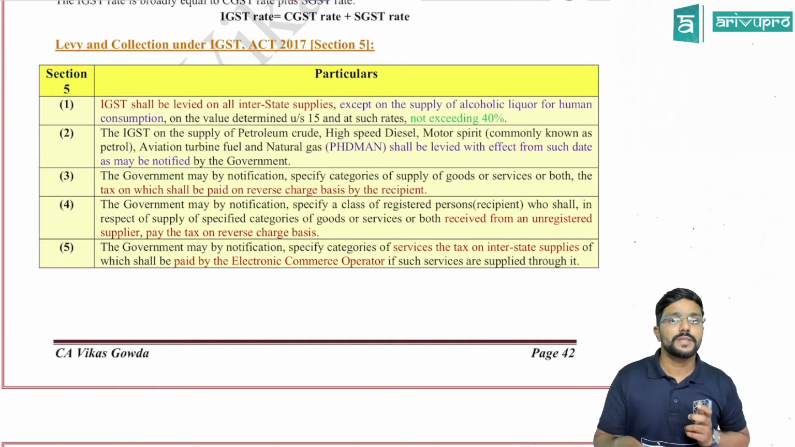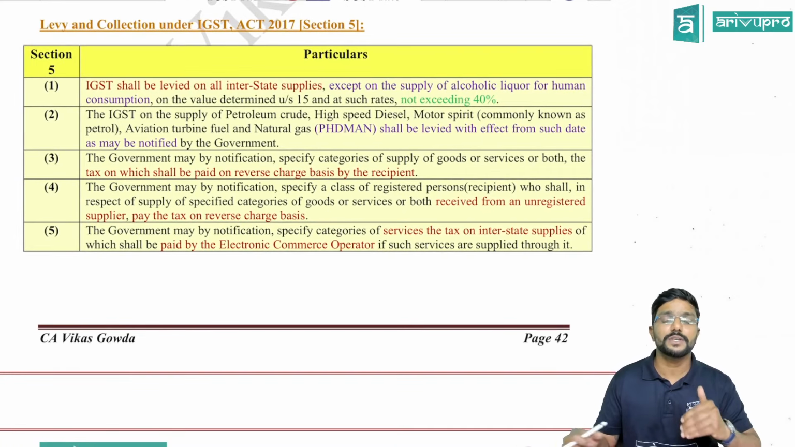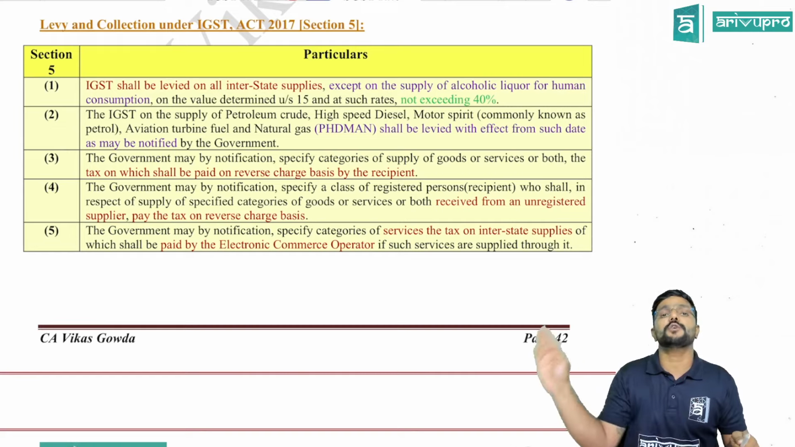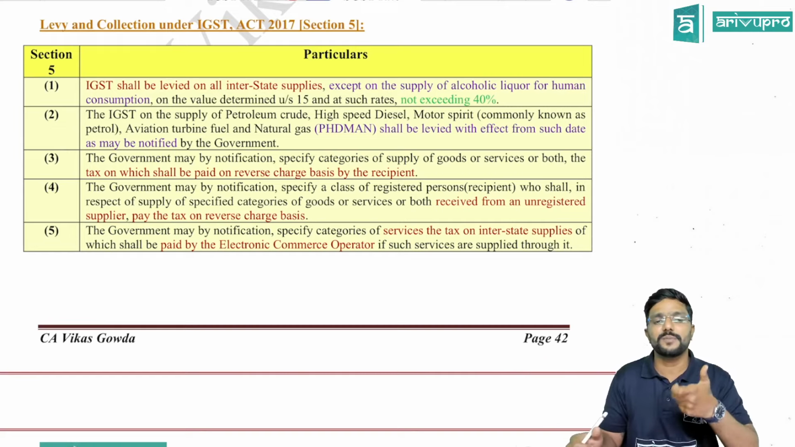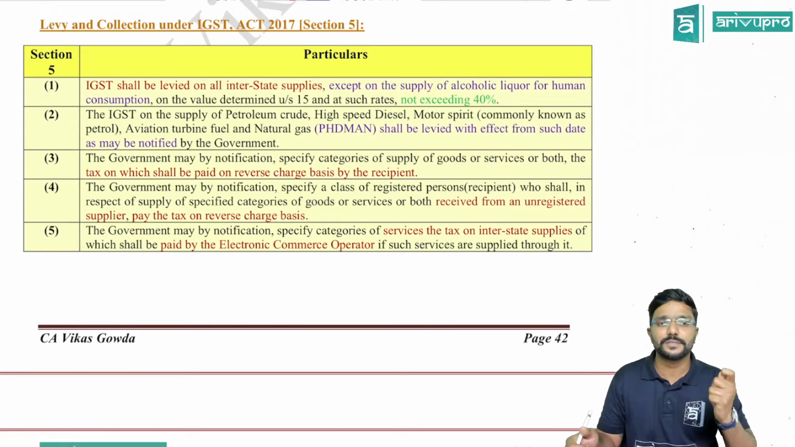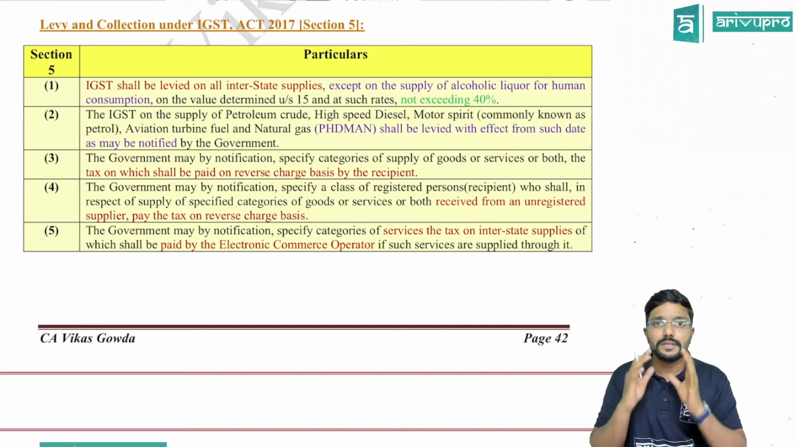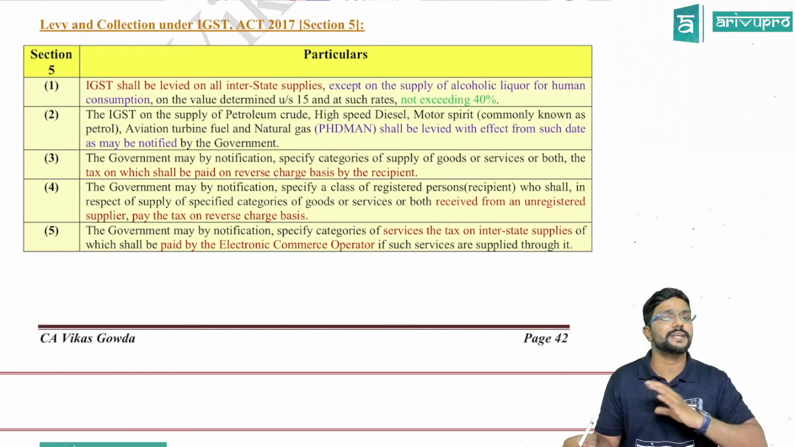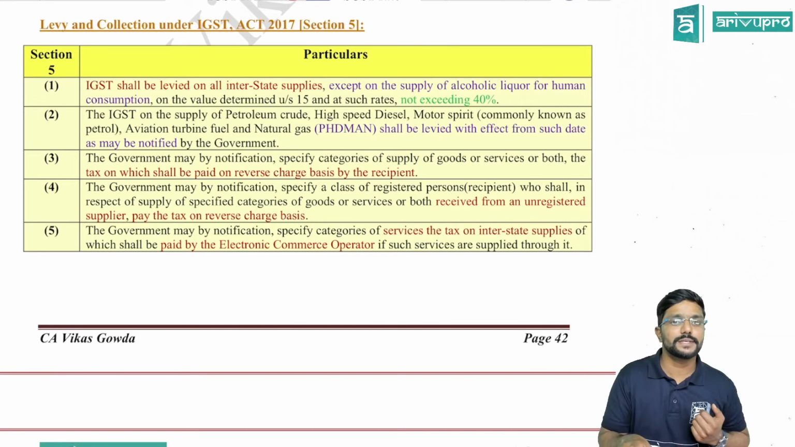Then coming to subsection 2, which excludes, for temporary purpose, 5 petroleum products from GST. The short form is PhD man. What are those? The IGST on the supply of petroleum crude, high-speed diesel, motor spirit, which is commonly known as petrol, aviation turbine fuel and natural gas. In short, PhD man. These items have been temporarily kept out of GST, but they can be brought under the GST umbrella any day on the recommendation of the GST Council. But as on today also, they are outside the GST.